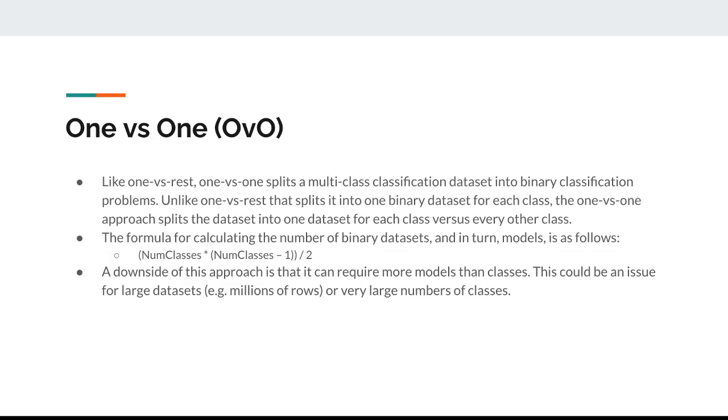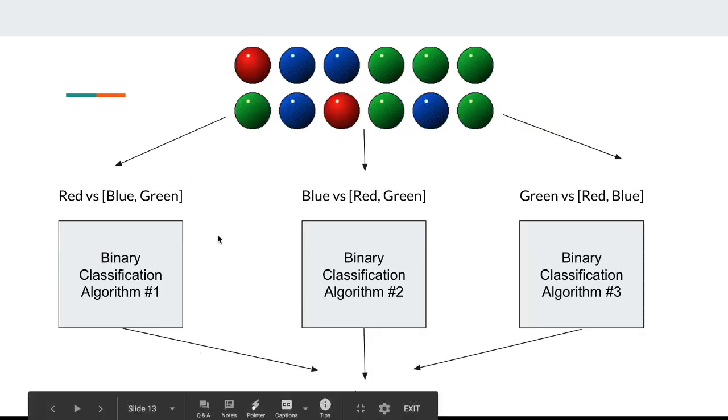Then we have the one versus one situation. Like the one versus rest, we're splitting this multi-class classification problem into smaller binary classification problems. But the major difference is that in one versus rest we're splitting it into one binary dataset for each class, while in the 1v1 approach, we're splitting it into one dataset for each class versus every other class. So before in one versus rest, if we have three classes, we'd have three binary classification problems, one for red, one for blue, one for green.